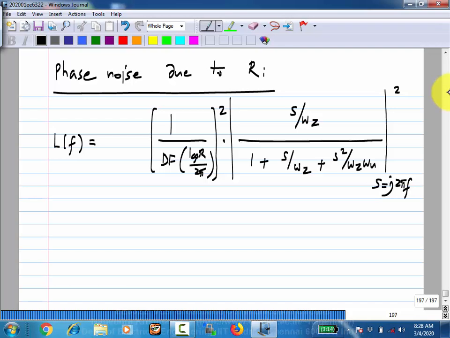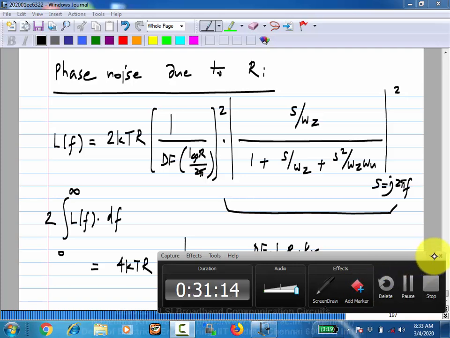And what else? What do you have? Integrate. No, this is the spectral density. This is the phase noise spectral density. So what is it? What about the resistor spectral density? What is that? So it is 2 kTr. This phase noise is one side of a two-sided spectral density, right? So it is 2 kTr. Okay.